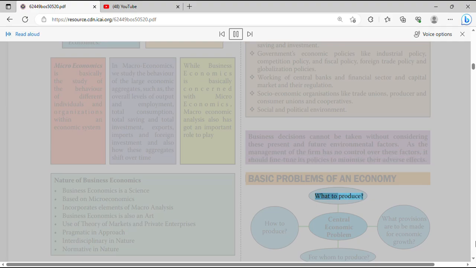What to produce? Central economic problem. How to produce? What provisions are to be made for economic growth? For whom to produce?